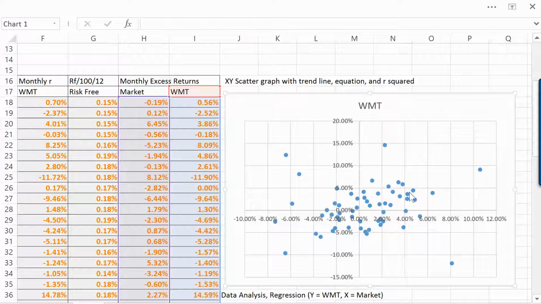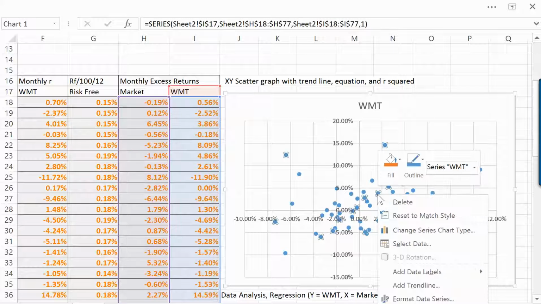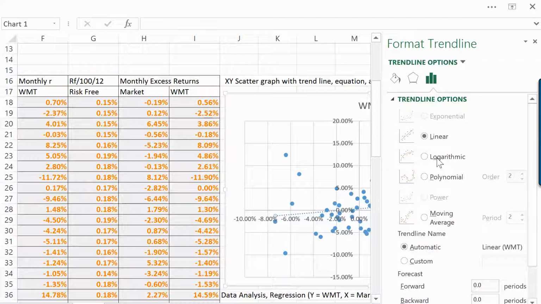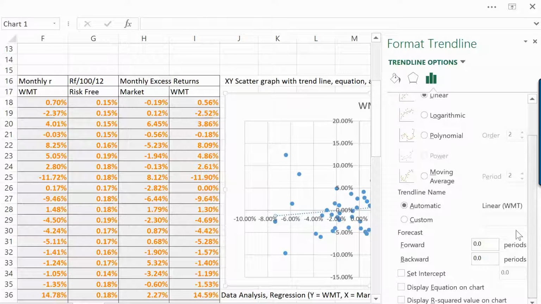Now I can try to fit a best fit regression line through this data. It's kind of hard to see what it's going to look like. It looks like it almost might be 0 if I think about what line best fits this data. But if I click on one of these data points, do a right click, add trend line, and then ask for the formula, display equation.